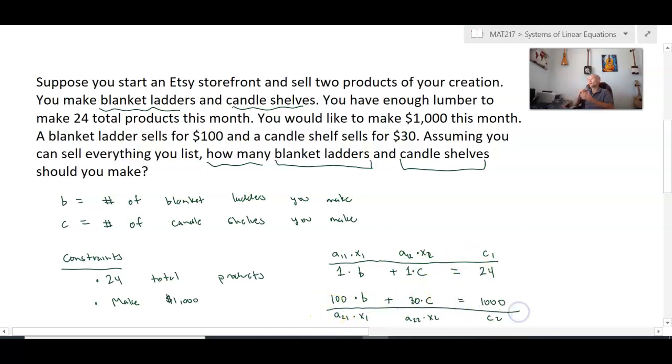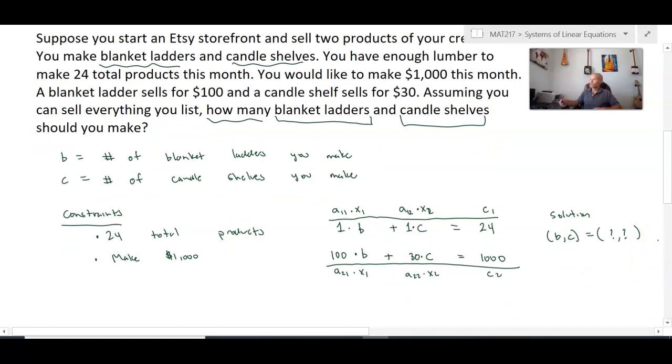So now we have a legitimate system of equations whose solution will be the pair of values, or any pairs of values, B comma C, such that that ordered pair makes both equations true. In other words, B plus C adds up to 24, and simultaneously 100B plus 30C adds up to 1,000.